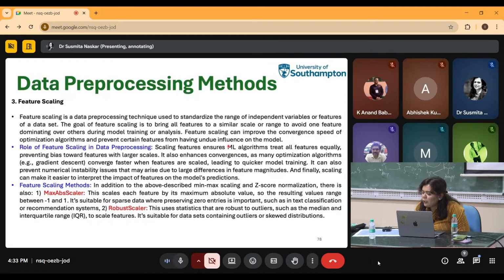In addition to the previous normalization methods, min-max scaling and Z-score normalization, there are other useful techniques for feature scaling, okay. This also uses a method like MaxAbsScaler. This also uses the RobustScaler. The RobustScaler is a method used when there are outliers, right? It uses robust statistics such as the median and the IQR range to scale the features. So it's ideal where the data has outliers or skewed distributions.